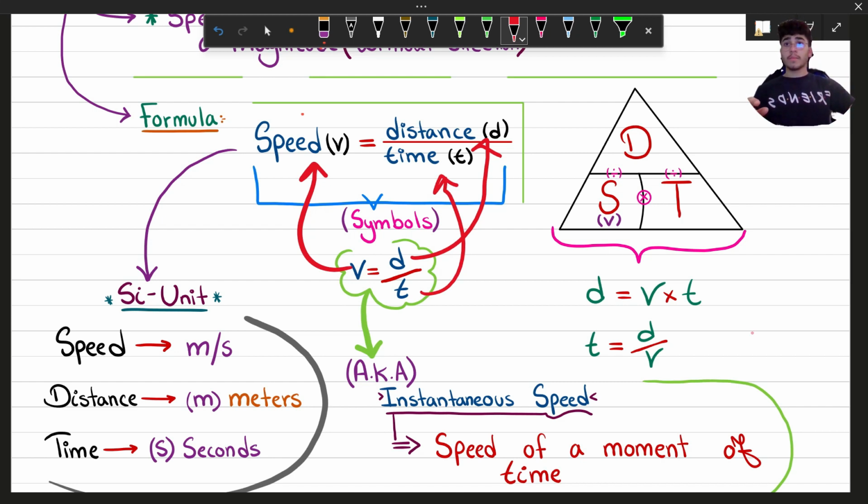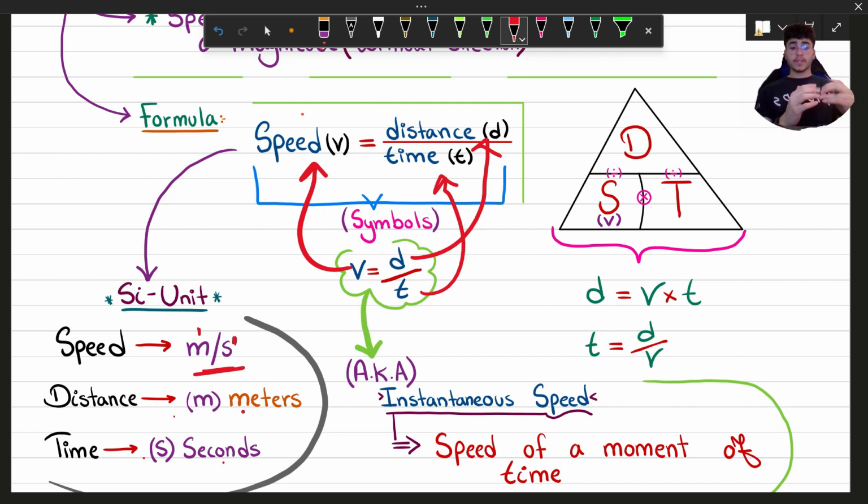Speed is measured in meters per second: meters for distance, and seconds for time. The formula triangle for this one is d-s-t: distance up, speed down, and time down. So distance is equal to speed times time, and time is equal to distance divided by speed. And speed again is distance divided by time.